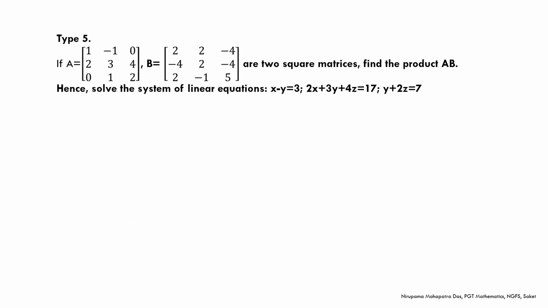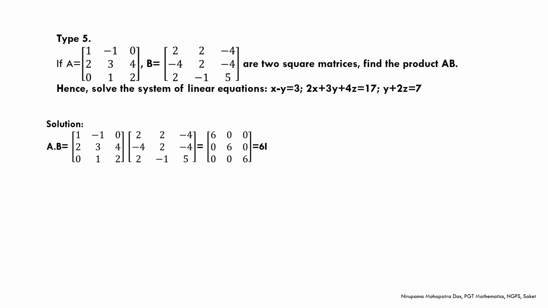So our last type, type 5, is: we are given two square matrices A and B. Find the product AB. Hence solve the system of linear equations. Here also, getting the product AB is not a big task, right? Because you know how to multiply two matrices. By multiplying A with B, we are getting 600060006. It means actually you are getting 6 times the identity matrix. Okay, so the first part of the question is over.